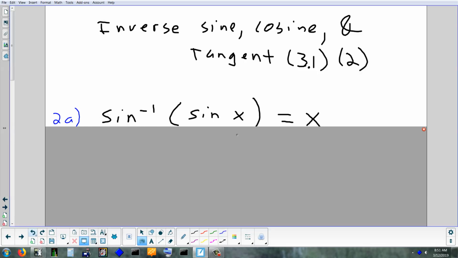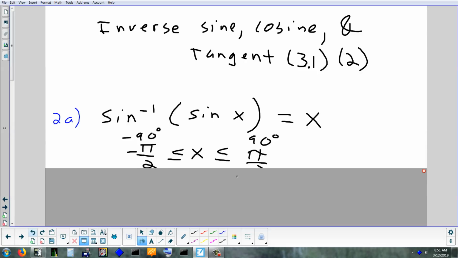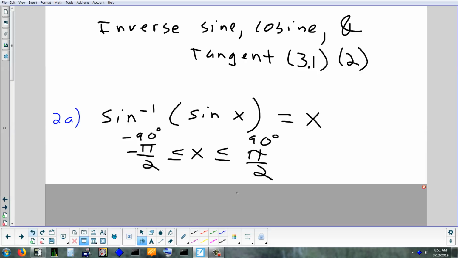But that only works between certain values, and we talked about some of these values yesterday. It only works if you plug in a number between negative 90 and 90. Or if you're thinking in radians, negative pi over 2 to pi over 2. And you can include the 90 and the negative 90. Okay, you can include them when you do the sine. You can't include them when you do the tan.